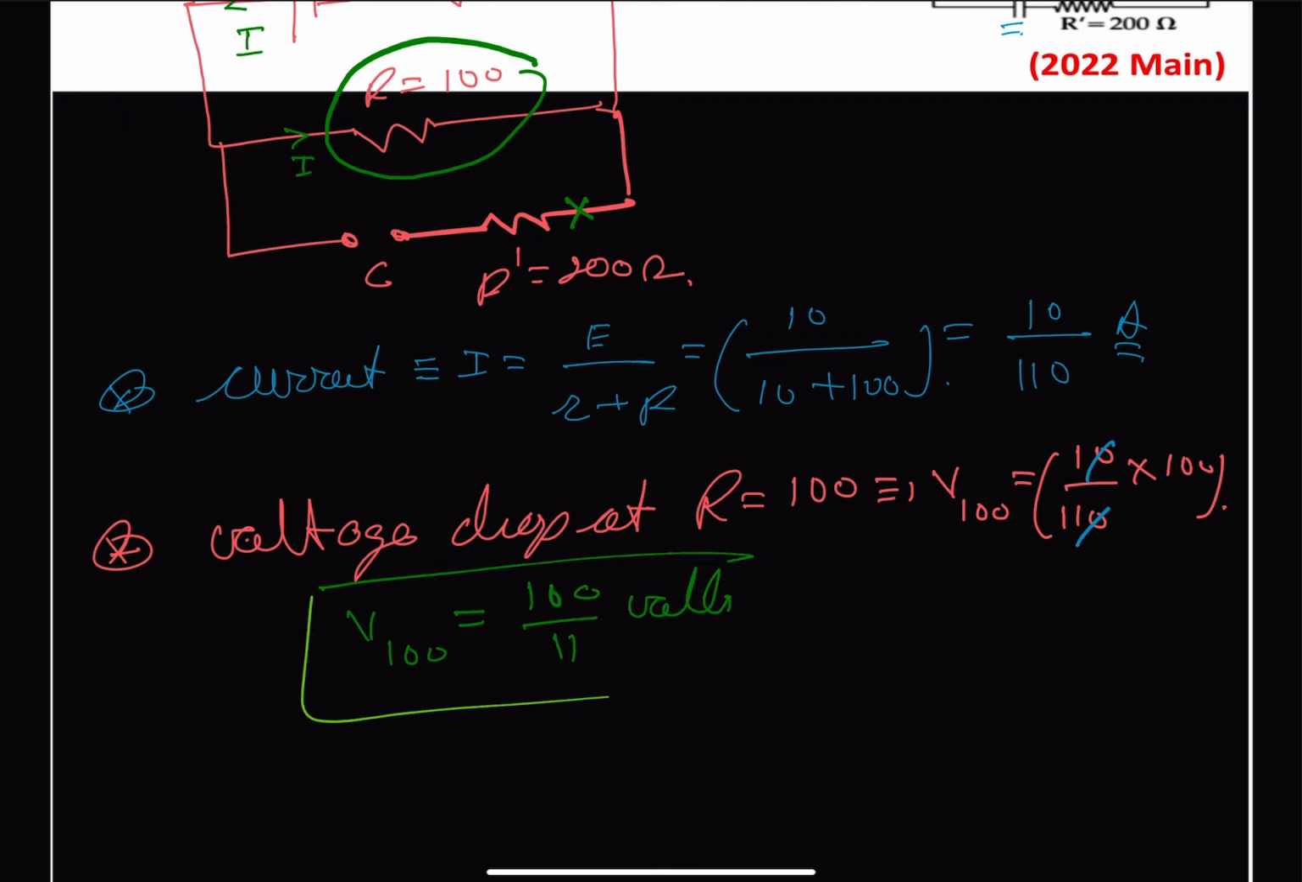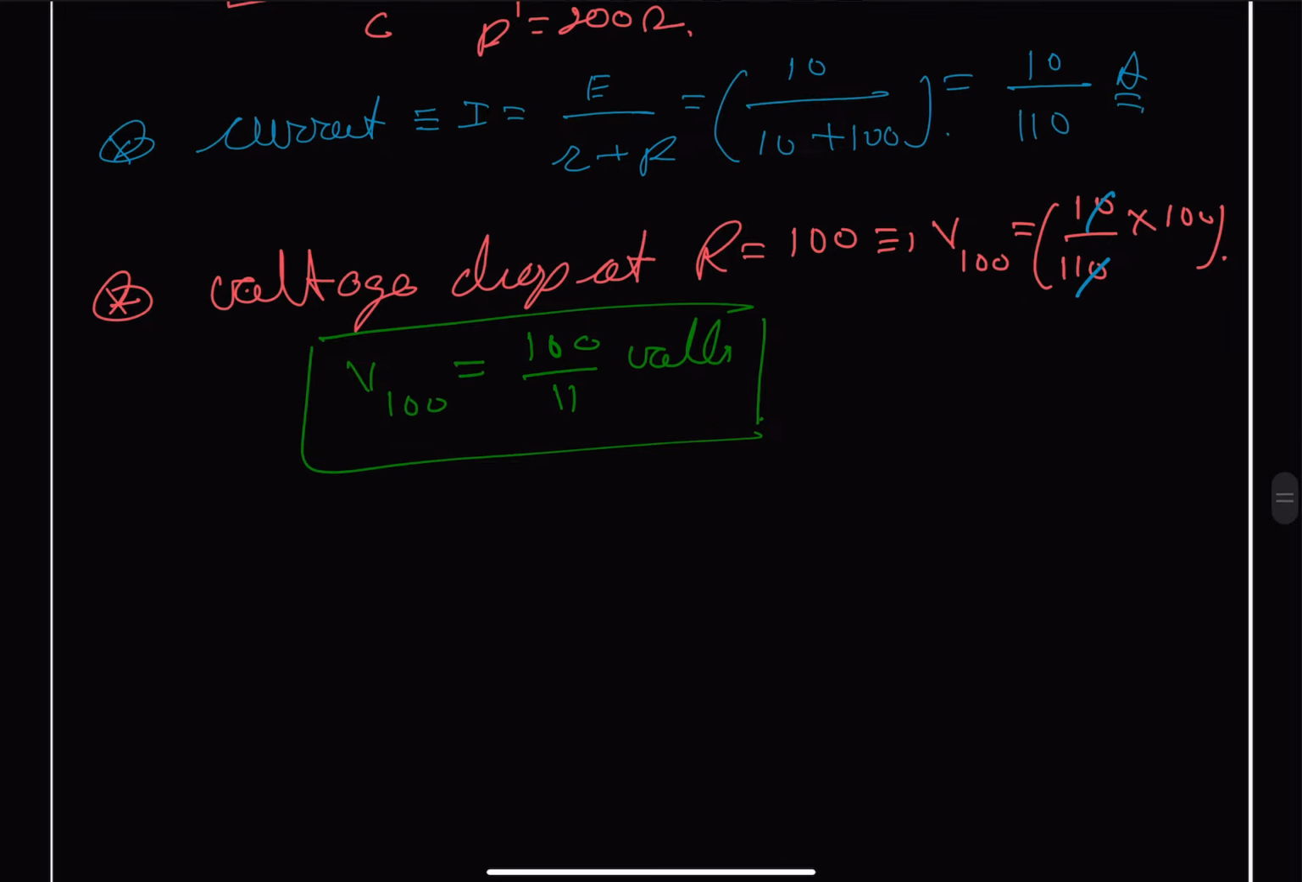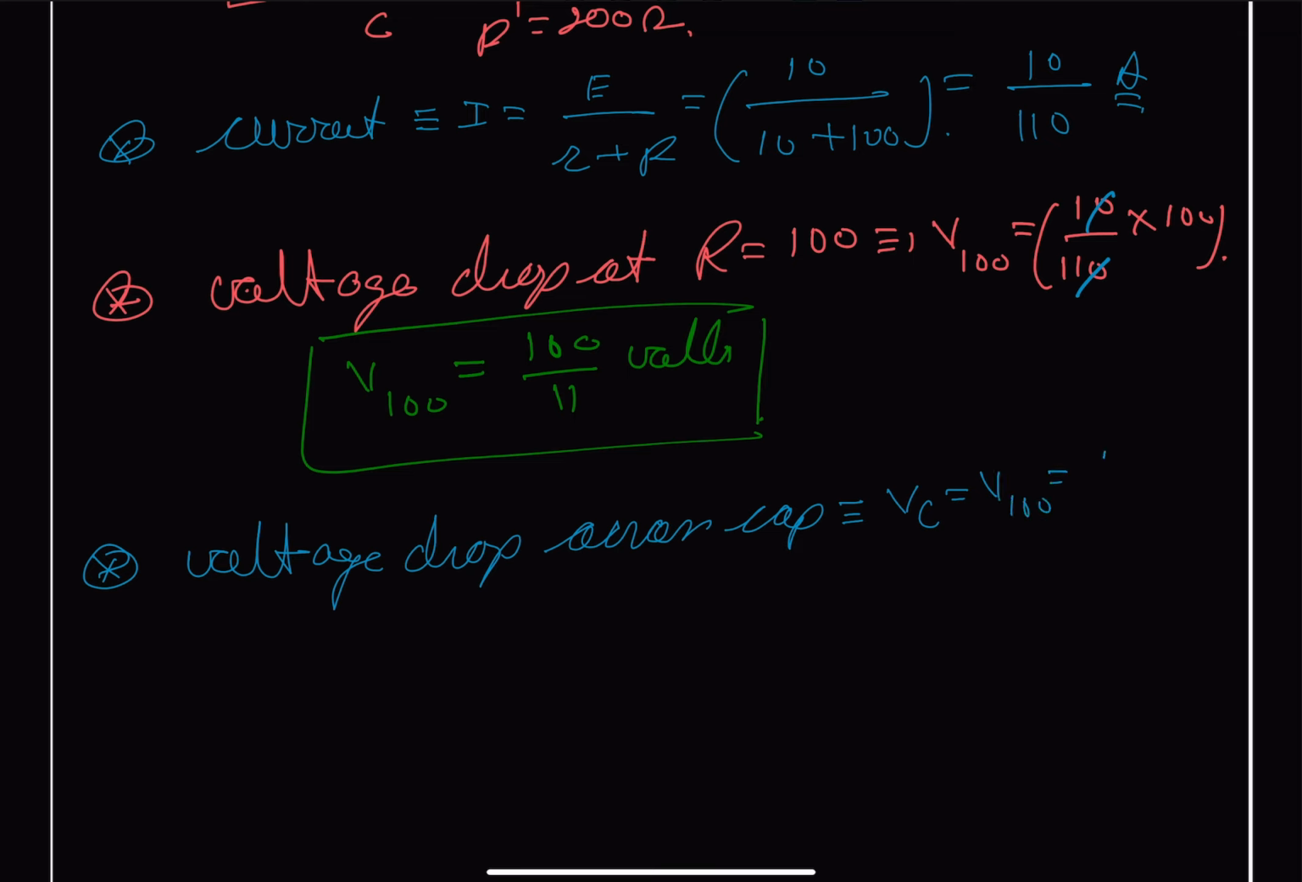Now this voltage drop will be in parallel with, or we can say that voltage drop across capacitor C, let us call this VC. Therefore, voltage drop across capacitor, that VC will be equal to V100 because they are in parallel, which will be 100 divided by 11.